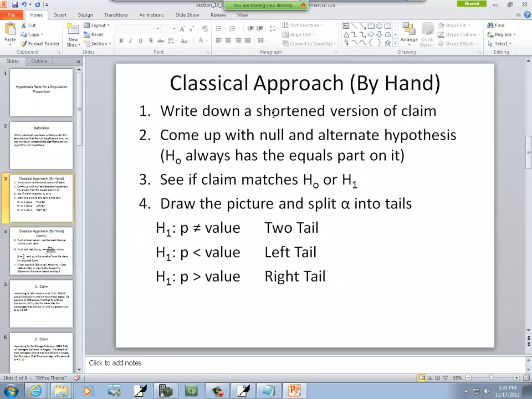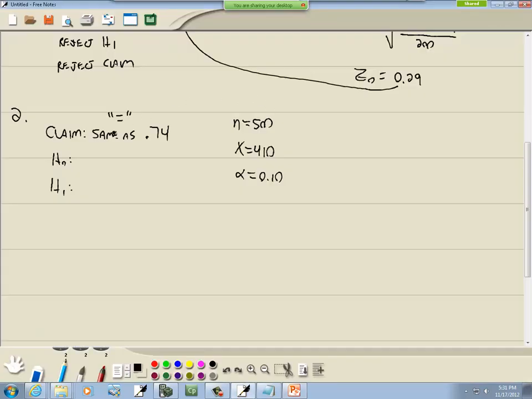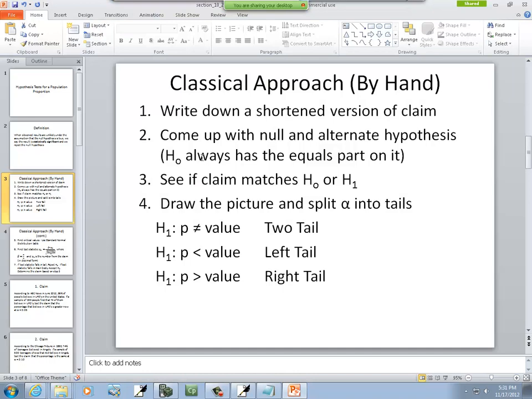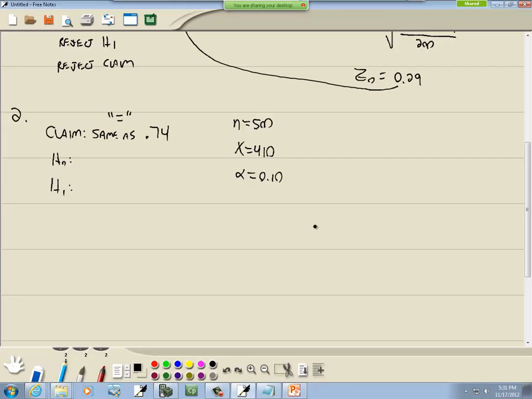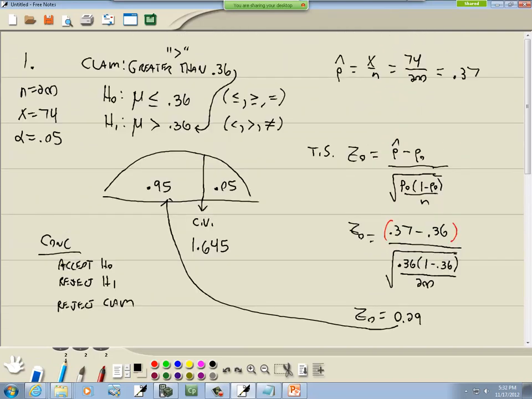Step 1. Write down a shortened version of the claim. Well, that's what we did here. Step 2. Come up with the null and alternate hypotheses. Our null is H naught, so we've got P. What if I did that up above? I did. There should be P values.